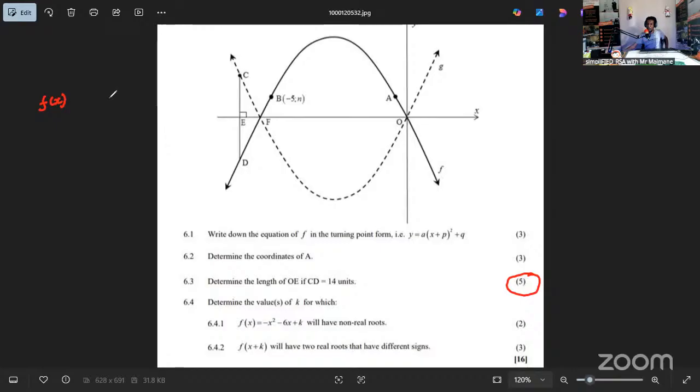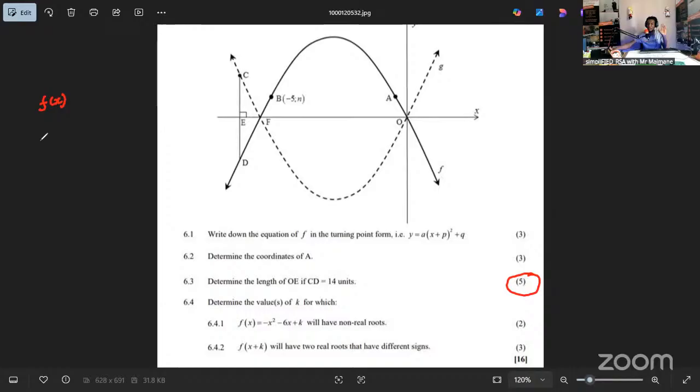So now 6.4.1, f of x is minus x squared minus 6x plus k. So it's the same equation that we had. They just added k at the end. I like your confidence when you said, yeah, do you want to try it? Okay, fair enough. Look, you must always look at it like this.